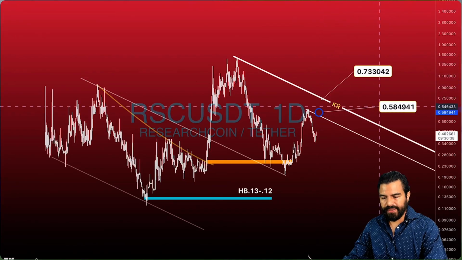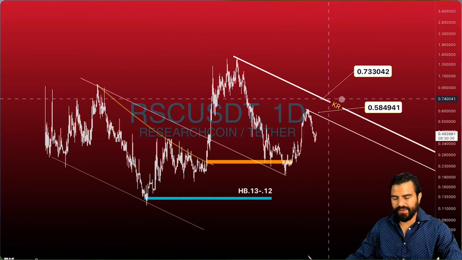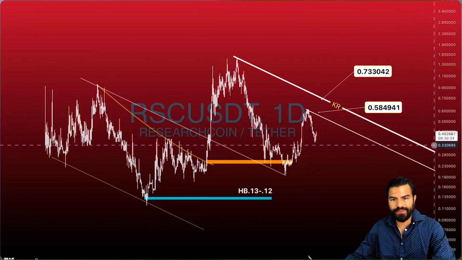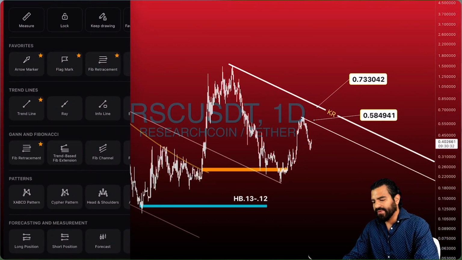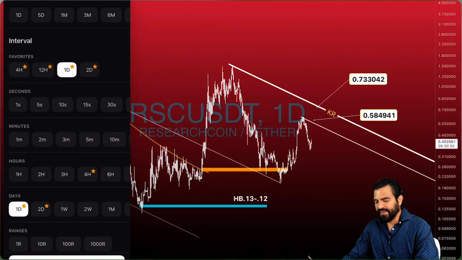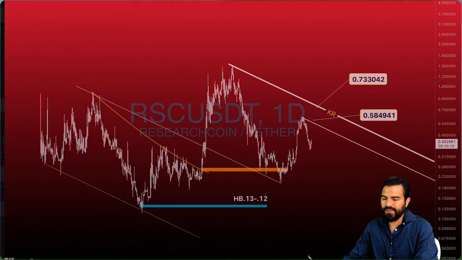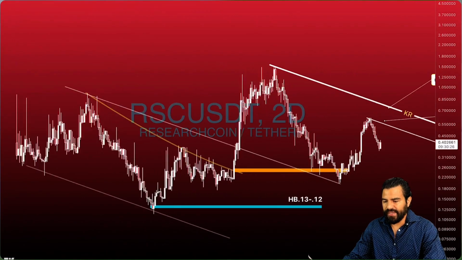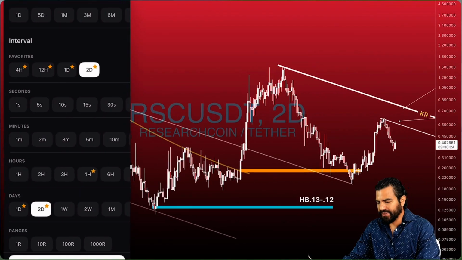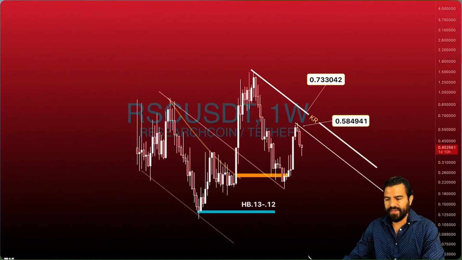Right now I'm currently paying attention to 58 cents and 73 cents. Current price is 40 cents for this crypto. I'm going to draw these structures as following. We're going to go to a 2-day chart, and let's go to a weekly chart. All right, there we go.